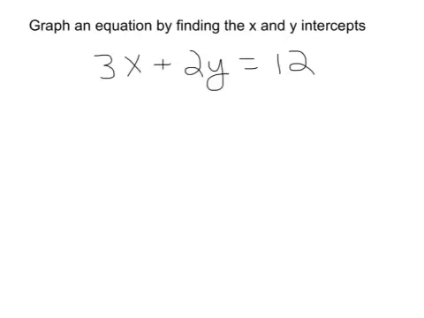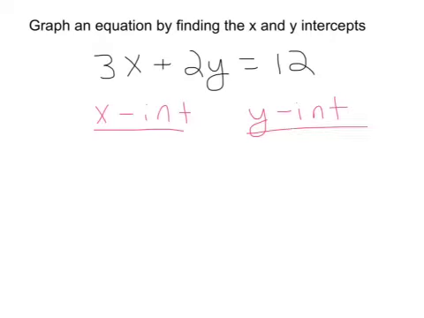Hi everyone! So this is a review of how to graph an equation by finding the x and y intercepts. Remember that you only need 2 points to graph a linear line, right? So what we're going to do is find 2 points. And the 2 points are going to be the x-intercept and the y-intercept. And using these 2 points, we're going to graph it really quickly.